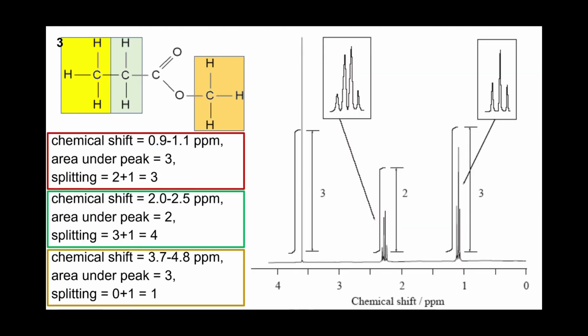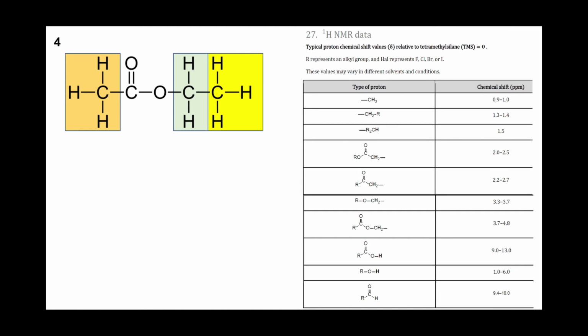Let's check against this spectrum. The peak at 1.1 ppm has an area of 3 and is a triplet. The peak at 2.3 ppm has an area of 2 and is a quartet. The peak at 3.6 ppm has an area of 3 and is a singlet. Everything checks out. Let's confirm that isomer 4 is not the unknown compound.